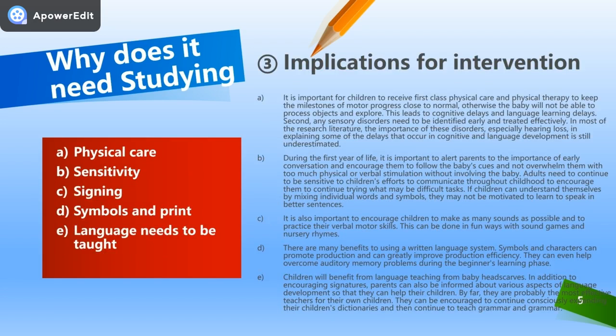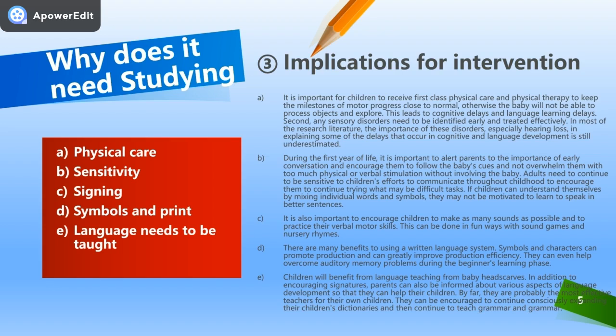So keep going to know more about the reason why we need to study Down syndrome. Implications for intervention. First, it is important for children to receive first-class physical care and physical therapy to keep the milestones of motor progress close to normal. Otherwise, the baby will not be able to process objects and explore. This leads to cognitive delays and language learning delay.